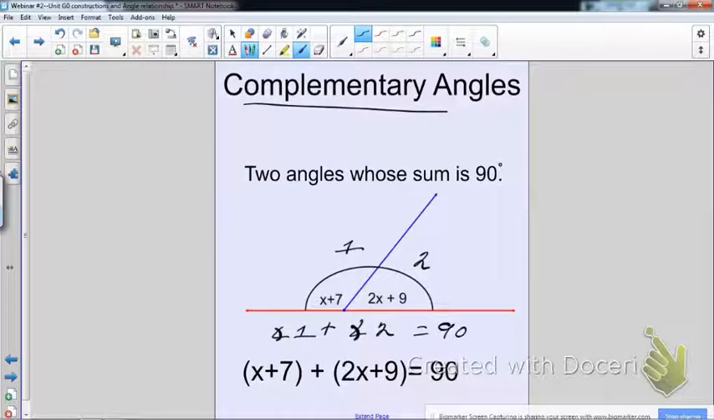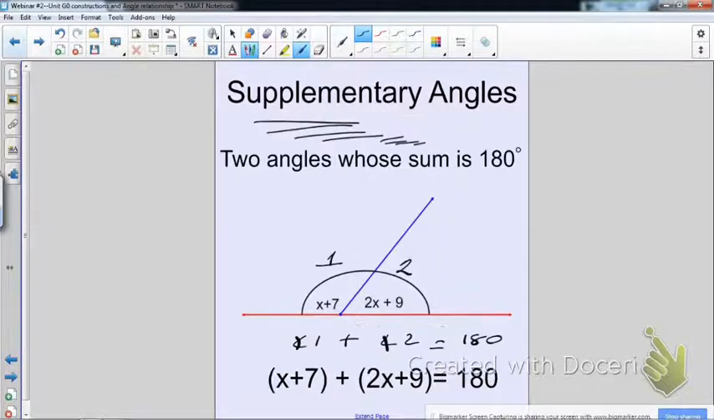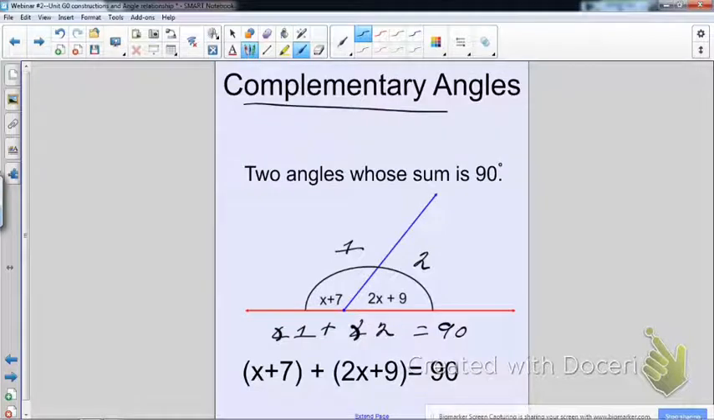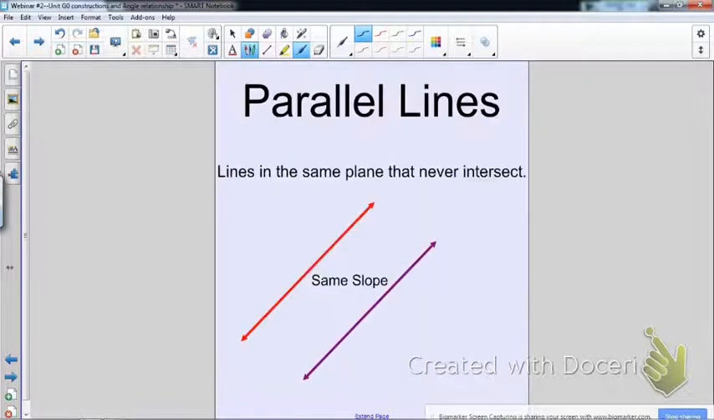So that's the difference between the supplementary, as you see here, and a complementary. Let's continue. Parallel lines, lines that have the same slope. That's very important for you to know because we have been talking about this in this unit, that it has the same rise over run.